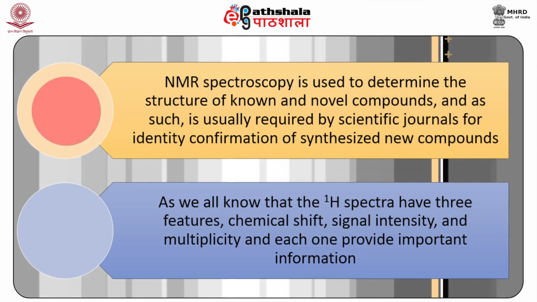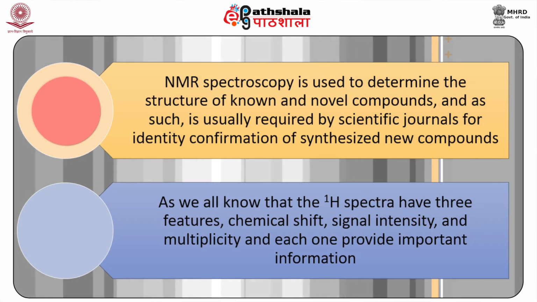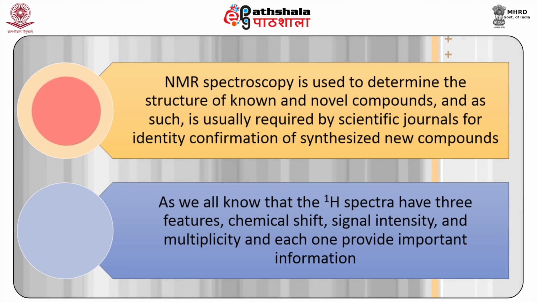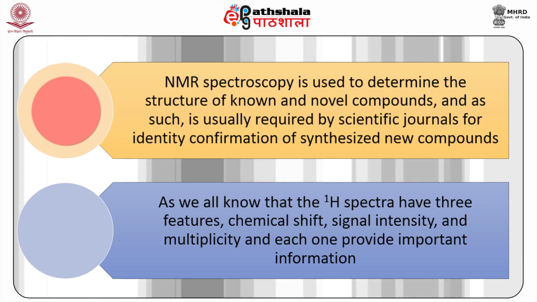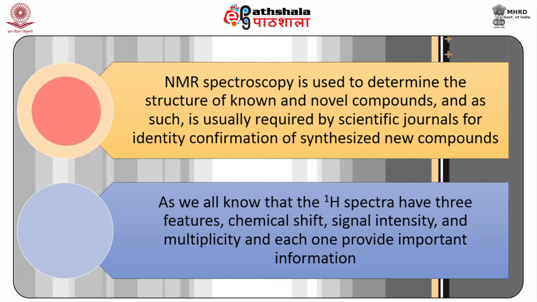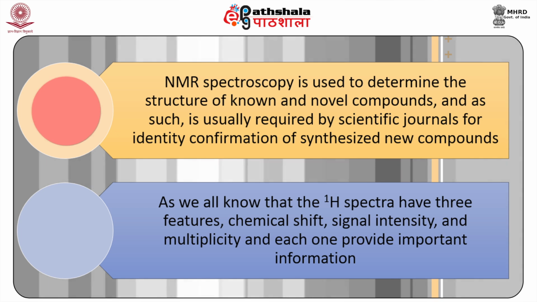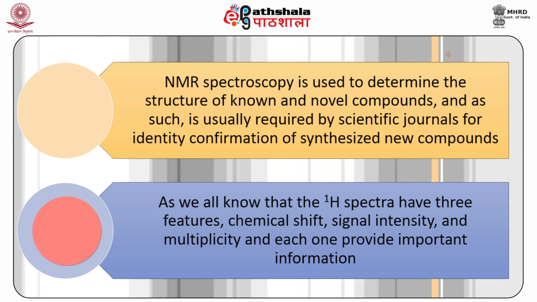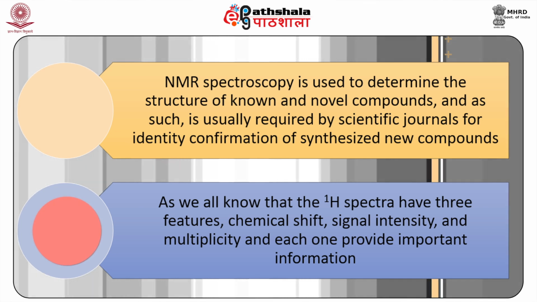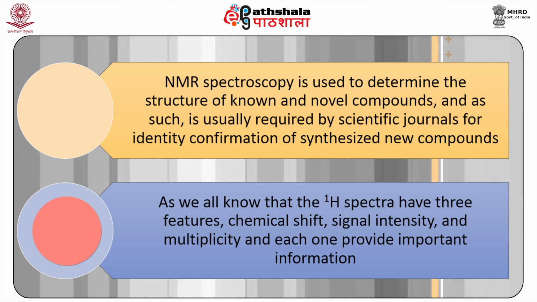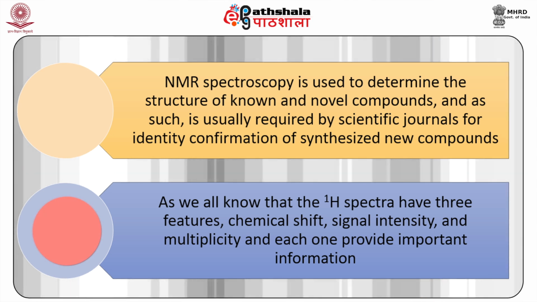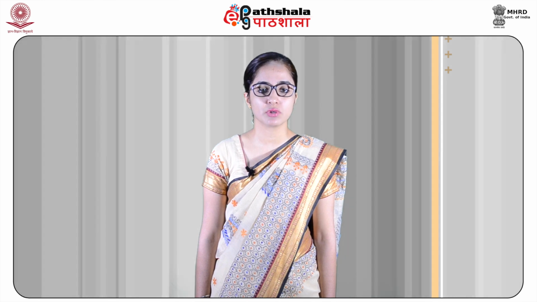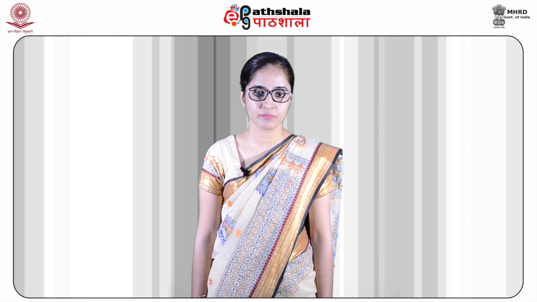Now, coming on to the sixth application, that is the structural determination of unknown compounds. NMR spectroscopy is used to determine the structure of an unknown and novel compound, and as such is usually required by scientific journals for identity confirmation of new synthesized compounds by any chemist. As we all know, the proton spectra have three features, that is chemical shift, signal intensity and multiplicity, and each one provides an important piece of information. Here we will see how to use these particular features together to assign the structure of an unknown organic compound.